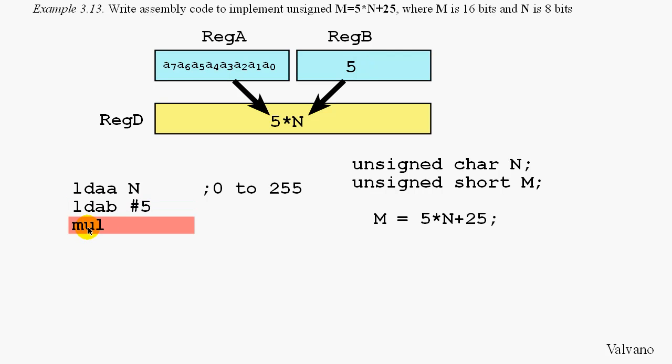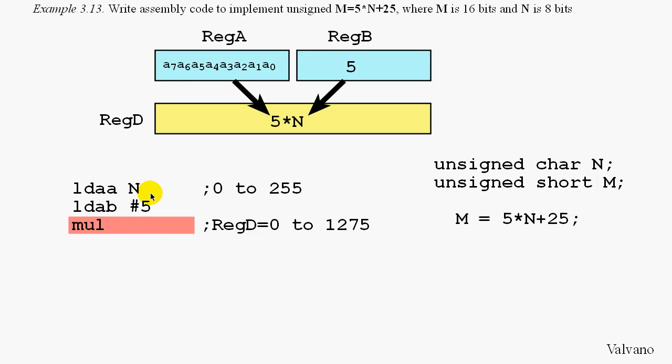After executing the MUL instruction, register D will contain the value of 5 times n. So again, we'll consider overflow. n is a number from 0 to 255, and when we multiply it times 5, we'll get a value from 0 to 1275. That will easily fit into the 16-bit register D. No overflow can occur. The next step is to add the constant 25.